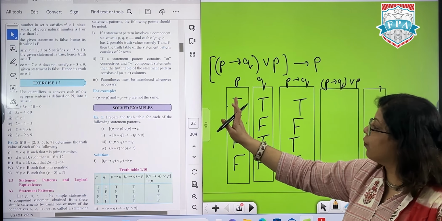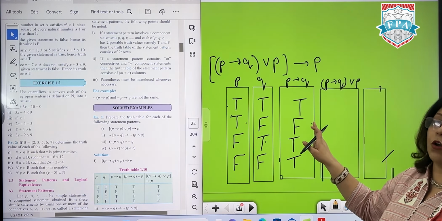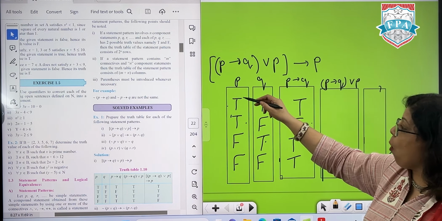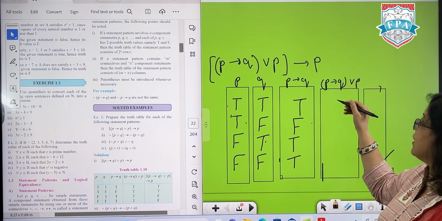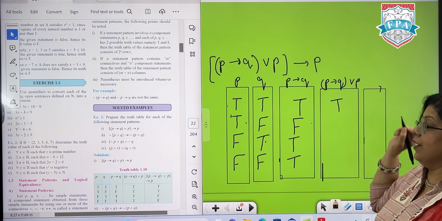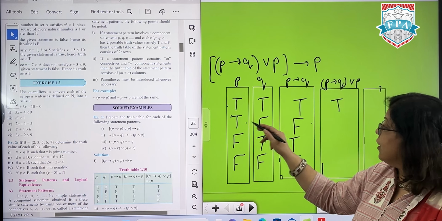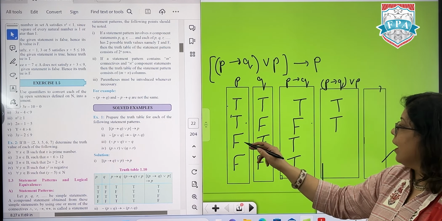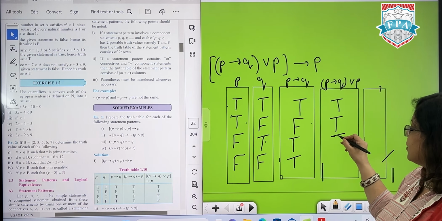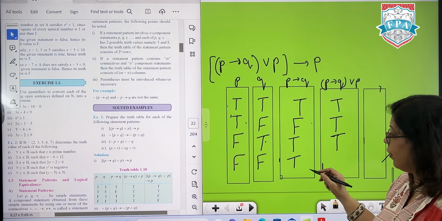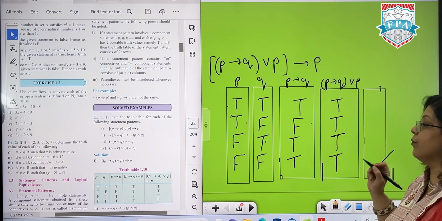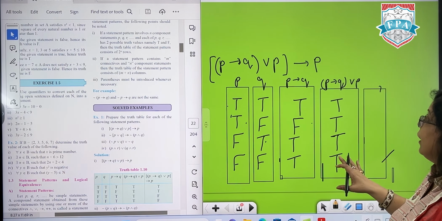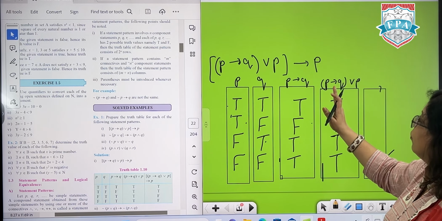तो केवल first column and third column को आप देखो, nothing else. This answer or P. तो T or T is T. T or F is T. F or T is T, and F or T here again is T. So चारों options आपके मिल गए, T, T, T and T.